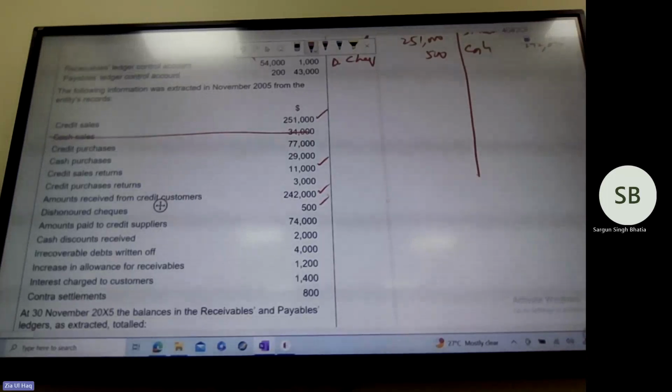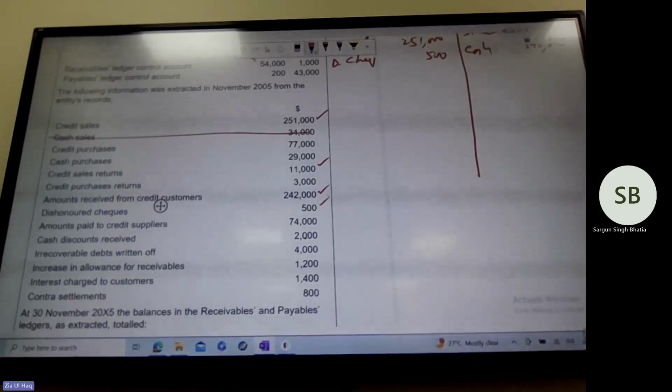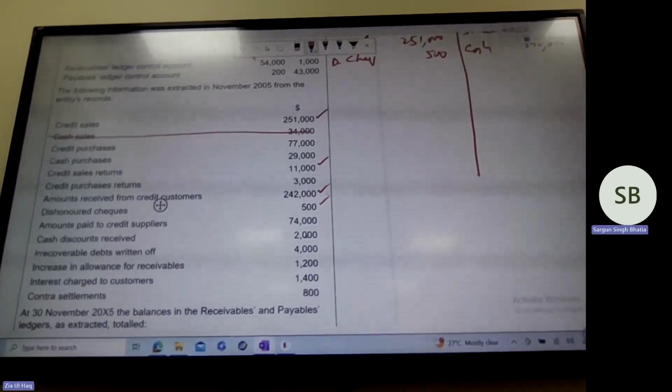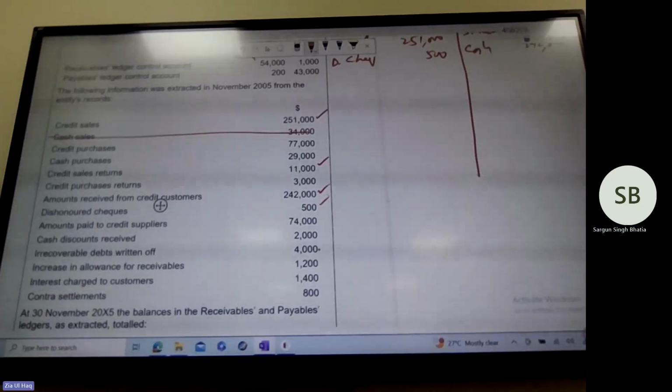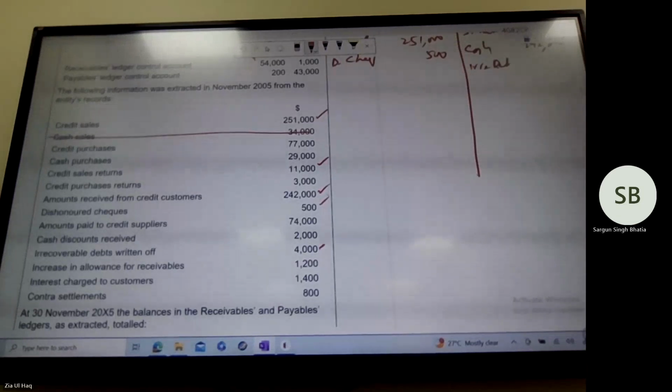Cash discount received when we pay cash is related to payable. It will not come here. Irrecoverable debt written off of 4,000.